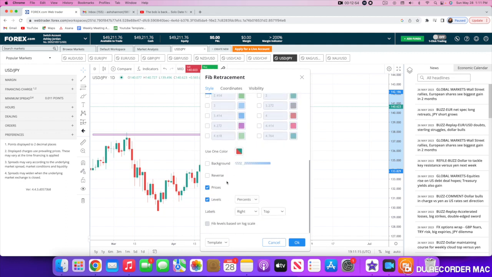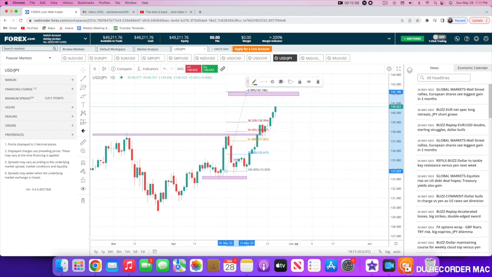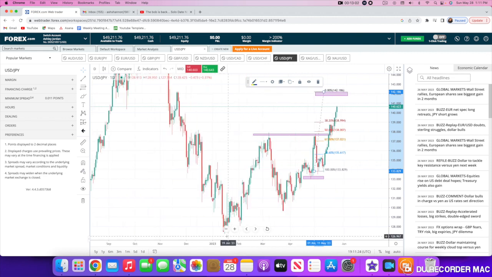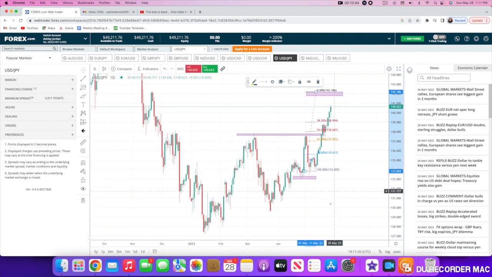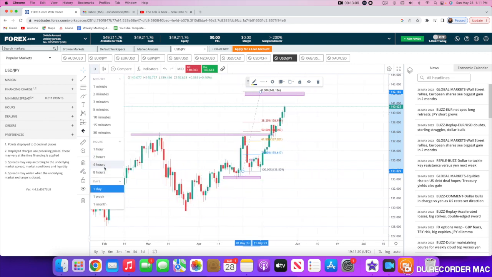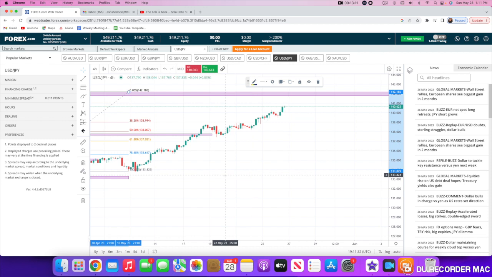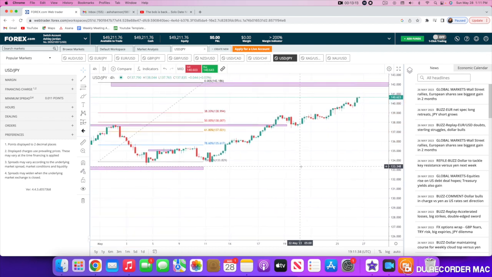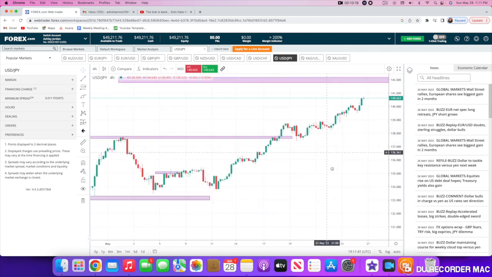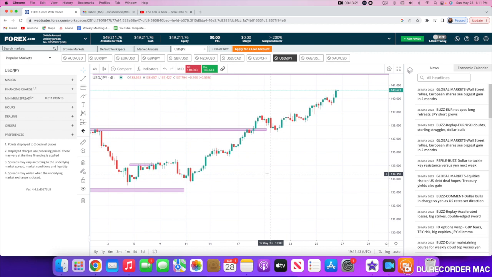You don't want a background. You want percentages, and then you want your numbers to be on the right. So let's go. Okay, so now it's a little easier to actually see what is going on. So let's use this. Let's try and zoom down to the 4 hours, see if we can potentially use the fib. I'm going to get out of it for a second just so that I can get a better idea.